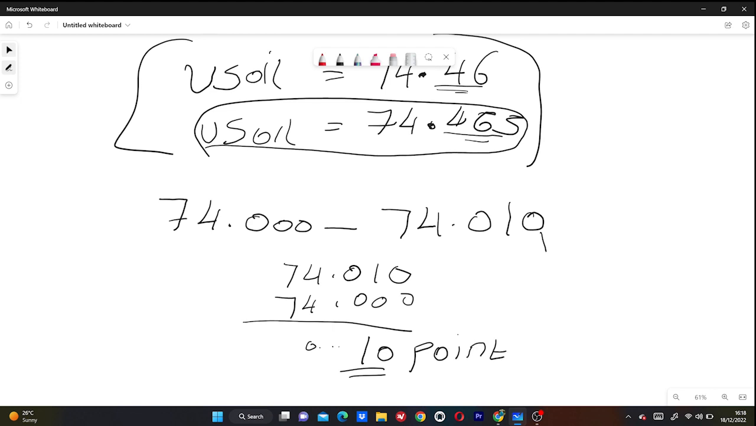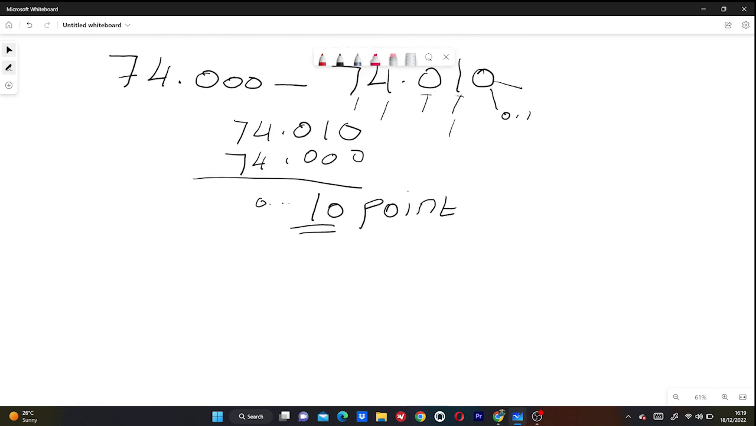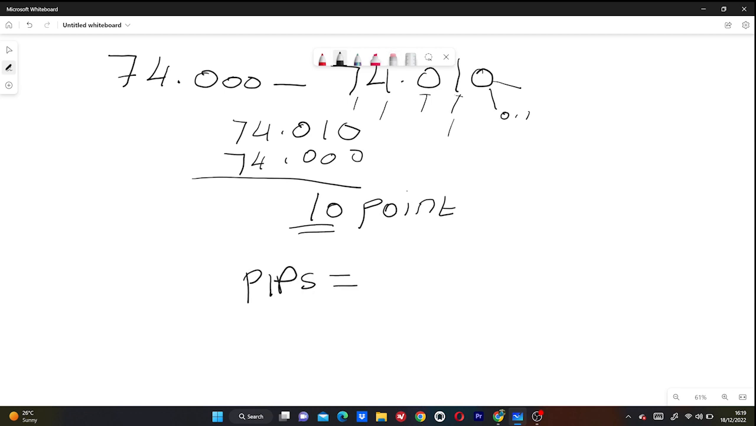So this is counted as ones, tens, hundreds and thousands in terms of points, while in terms of pips it is counted as 0.1 and so on. So the market moved by 10 points. But what about the pips? Remember what we said: if you just want to get pips, you multiply 10 times 0.1, and you get 1. The market moved by 1 pip.